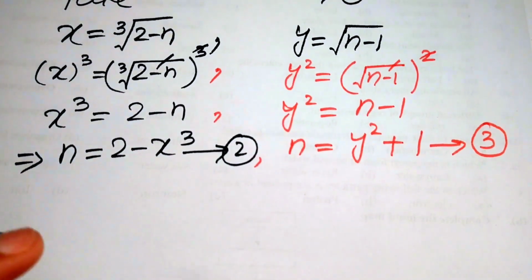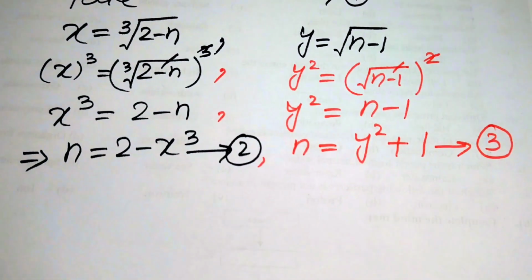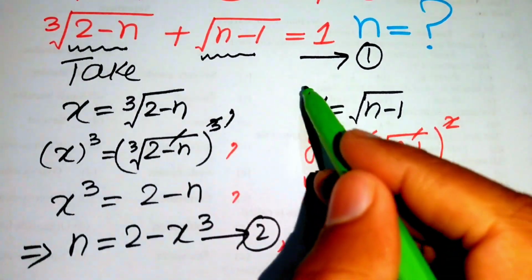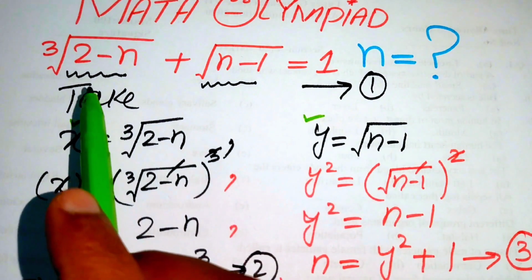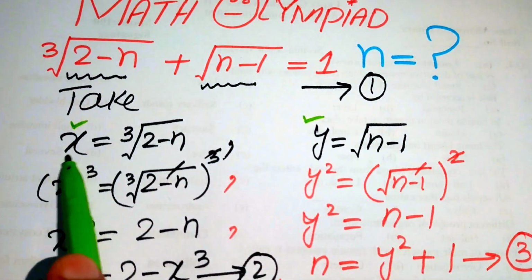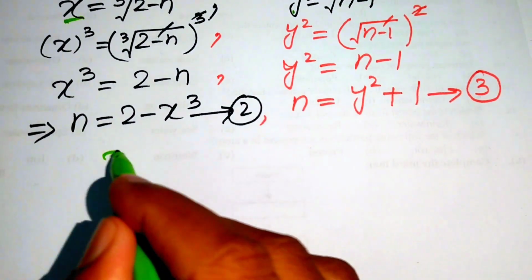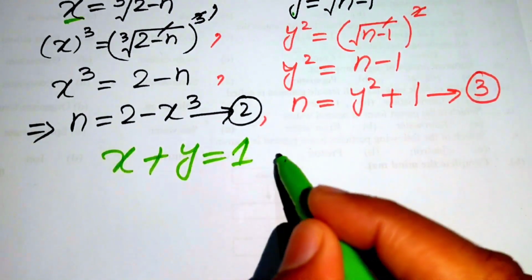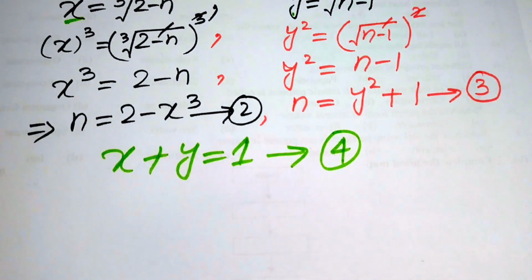So here you focus on equation number 2 and equation number 3. Now first we put the value of x and y in equation number 1. Because we take x equal to this and y equal to this, when we put the value of x and y here, we get x plus y equals to 1, and we call this equation number 4.